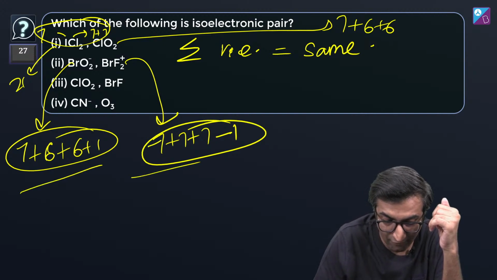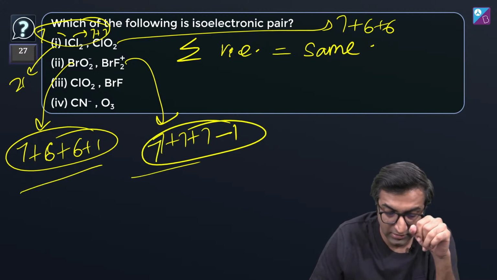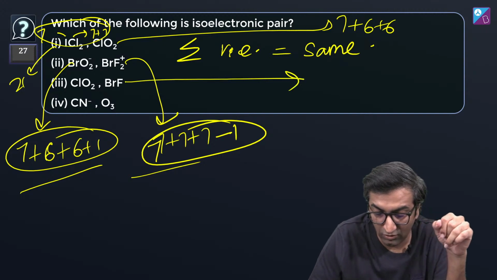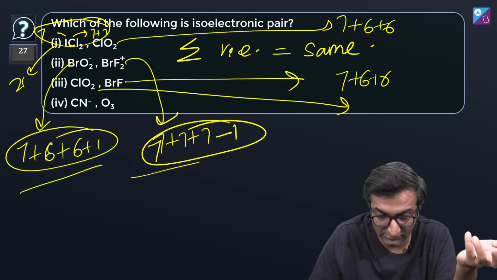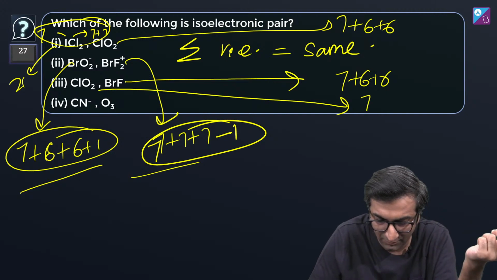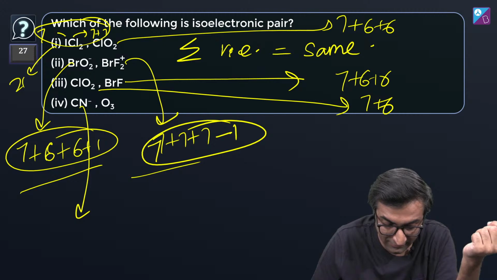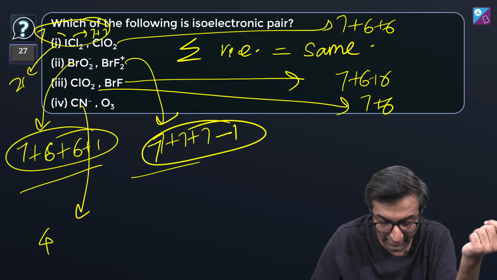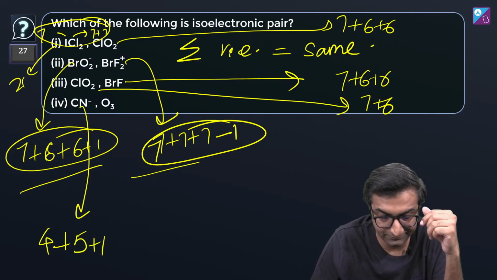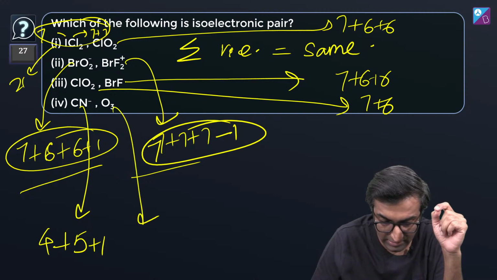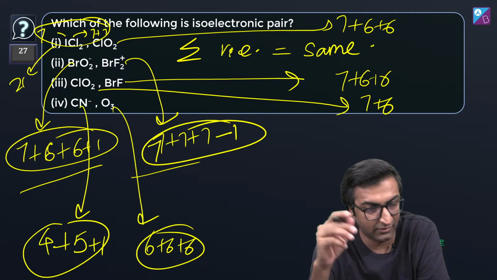Hey, this looks like we have a winner. Looks like it's option 2. Let's do option 3. Option 3 क्या होगा? Option 3 is 7 plus 6 plus 6. BrF is obviously not. Is there a typo? It obviously can't be this 7 plus 6. Okay. CN minus is what? Am I doing something funny? No, it's correct. Okay. 4 plus 5 plus 1. Okay. And bro, obviously not. 6 plus 6 plus 6. Yeah, so looks like B should be the answer.